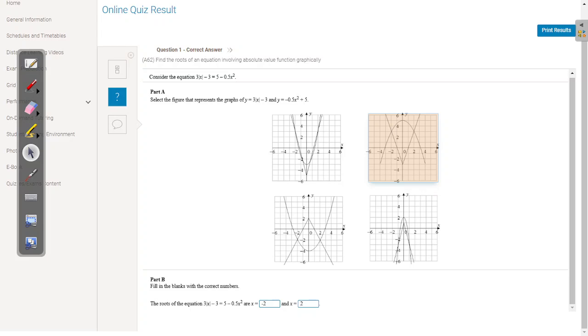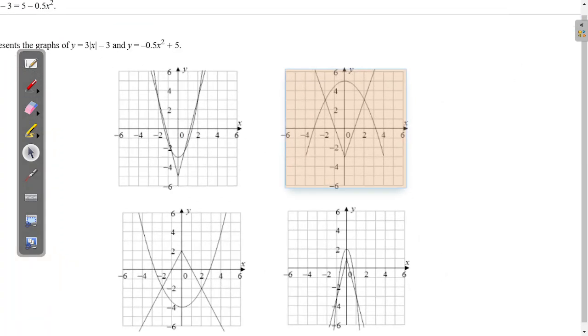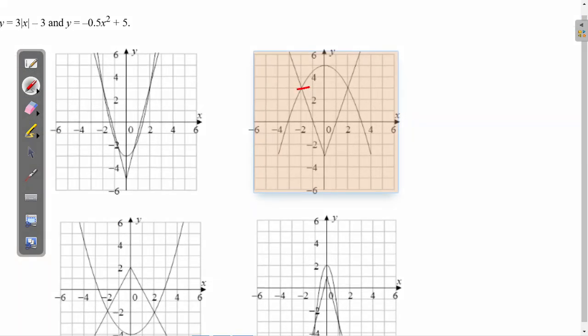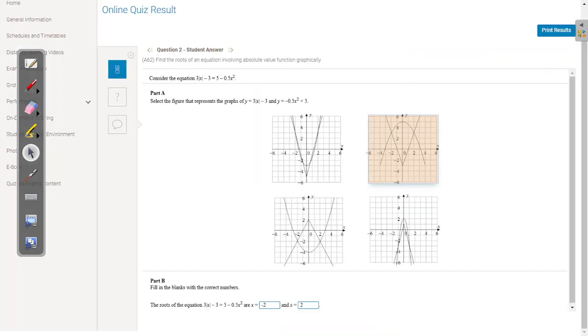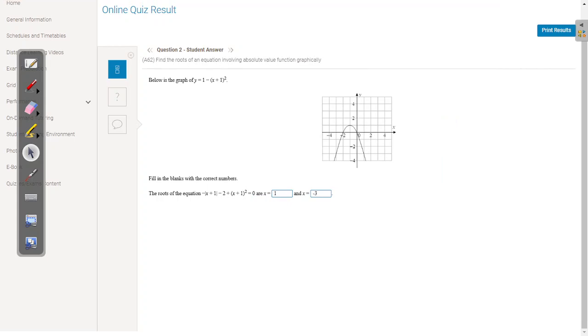Okay, now the roots of the equation. When you have the functions equal to each other, it means you just look at the intersection, when they touch each other. So you look here, they intersect here and here, and just look at the x. X is negative 2 and 2, which are the answers. Leave this question to the end.